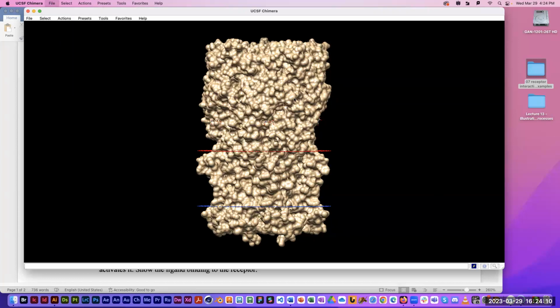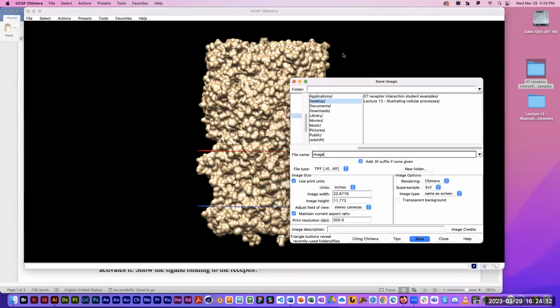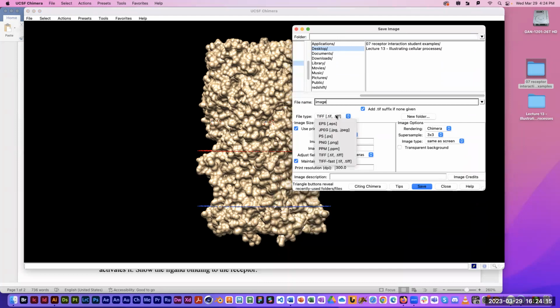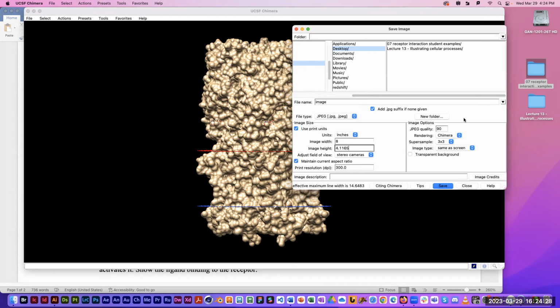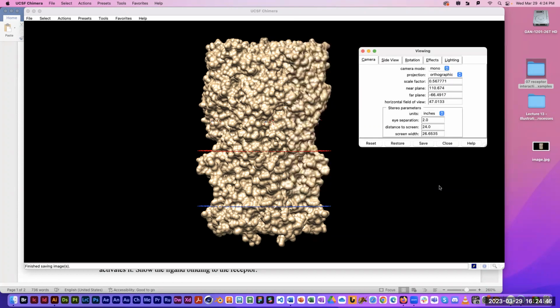I probably want to go ahead and save an image. It doesn't really matter what format, and you don't even really have to use the print units, but I tend to do that. I don't need this to be a really big one, so 8 by 4 inches is fine. It doesn't have to be 300 pixels per inch because this is not going to be our final output. This is just a reference that we're going to redraw in Illustrator. So I can save that.